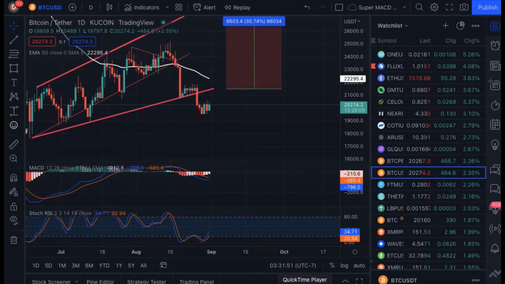This time I'm going to be talking about Bitcoin, a quick Bitcoin analysis chart, and this is from KuCoin. This is the Bitcoin Tether, or USDT, chart.